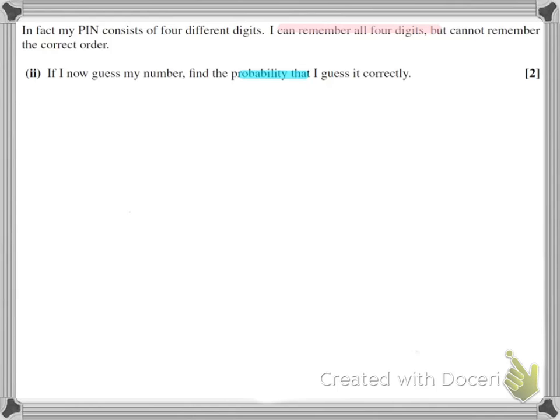So the situation has now changed for part 2. In fact, my PIN consists of 4 different digits. I can remember all 4 digits, but cannot remember the correct order. If I now guess my number, find the probability I guess it correctly. So as before, the probability of guessing correctly is the number of correct ways, which is still 1, out of the number of guesses possible.